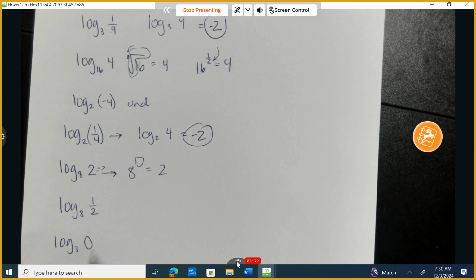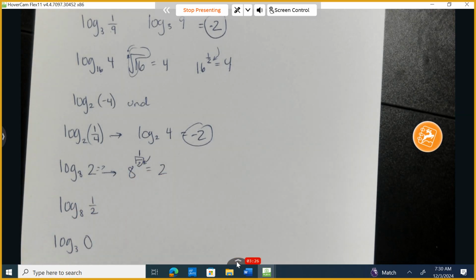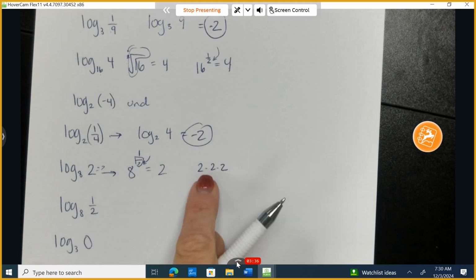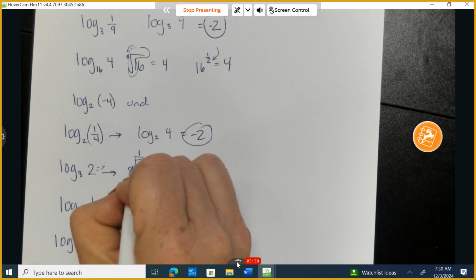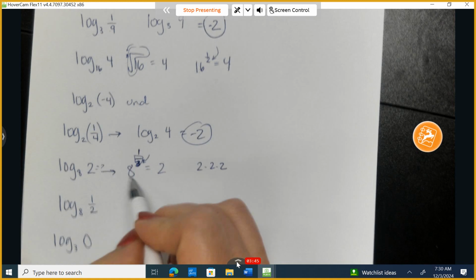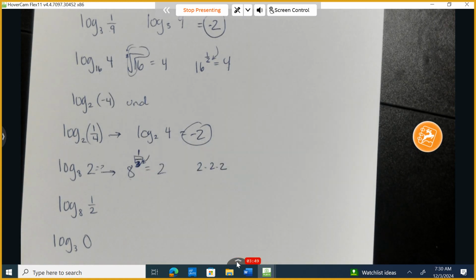I can't take the square root, but I can ask myself, what times itself a certain number of times equals 8? And I know that 2 times 2 times 2, 2 times itself 3 times equals 8. That makes this value a cube root. A cube root instead of a square root, since this is 3. 2 times itself 3 times equals 8.